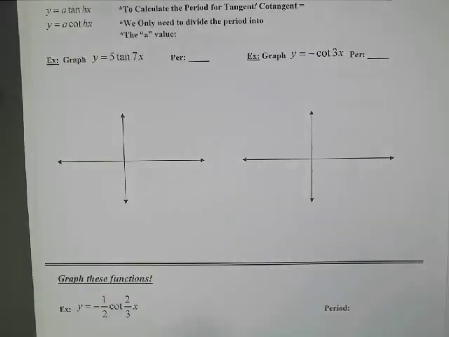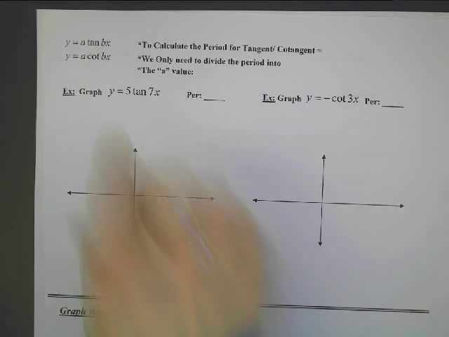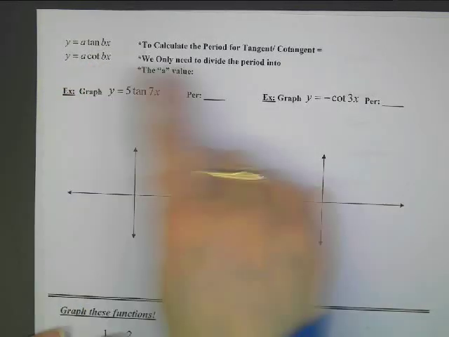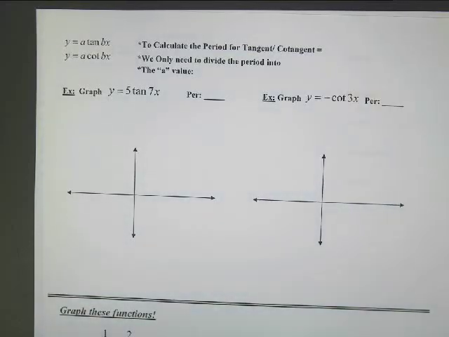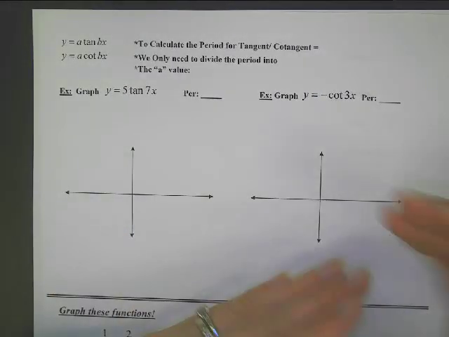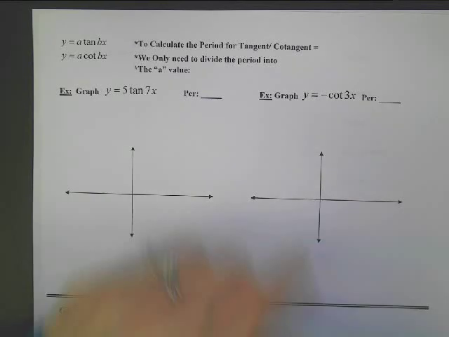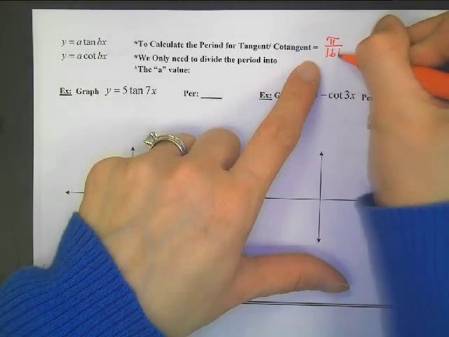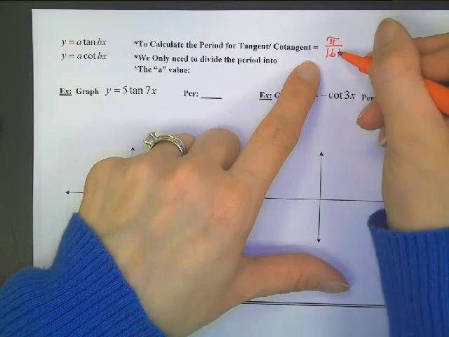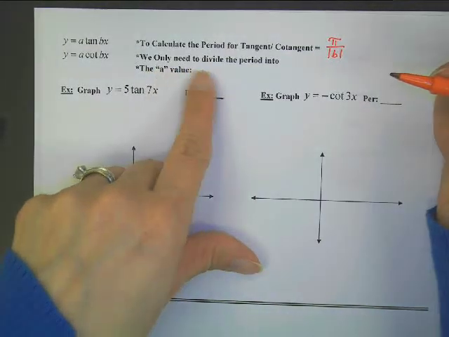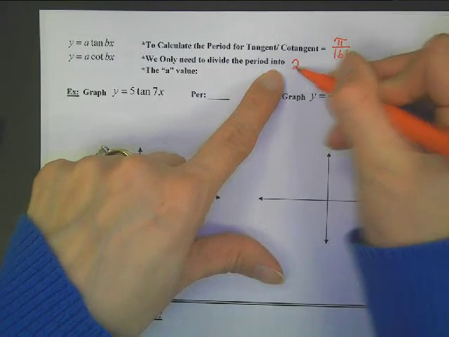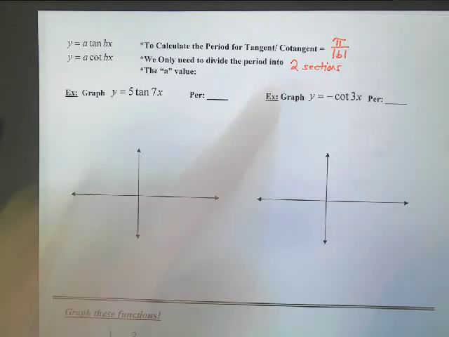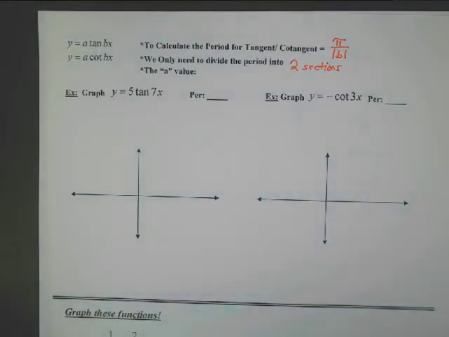Let's go over the rules a little bit because they have different formulas. So for both tangent and cotangent, we have an A out in front and we have a B. To calculate the period, it's going to be a little bit different. It doesn't take 2 pi to complete the cycle. It only takes pi, and you're going to divide by the absolute value of B. Okay, that's different. And we only need to divide the period into 2 sections. We don't need to divide it into 4. Tangent and cotangent are short and sweet.